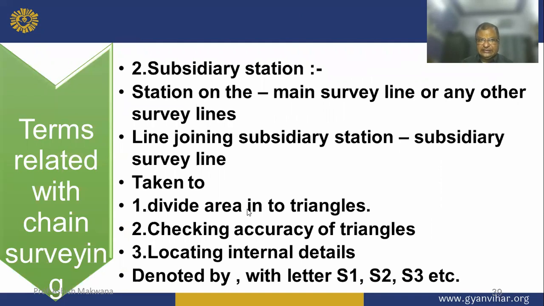And second is the subsidiary station. A station on the main survey line or any other survey line. The line joining subsidiary stations is the subsidiary survey line, taken to divide the area into triangles and check the accuracy of the triangles. Locating internal detail, denoted with the letters S1, S2 and S3.